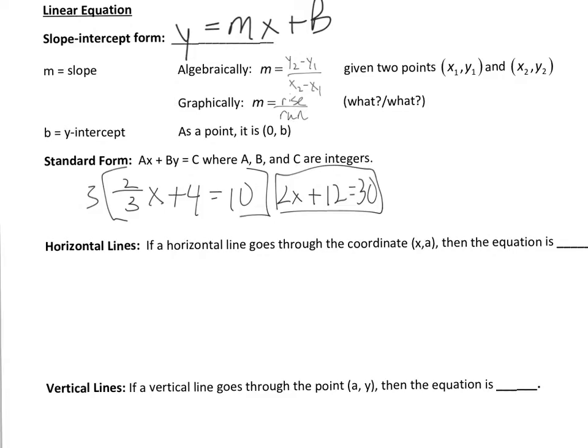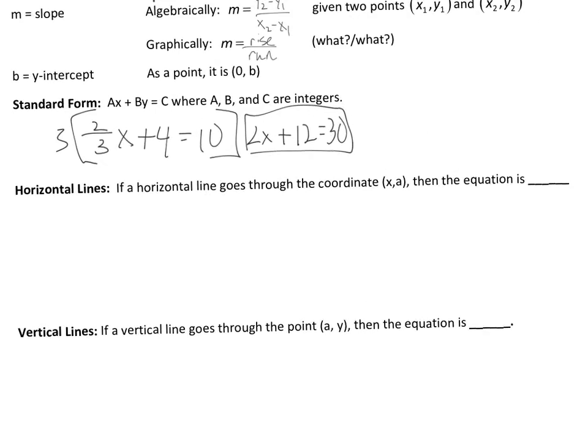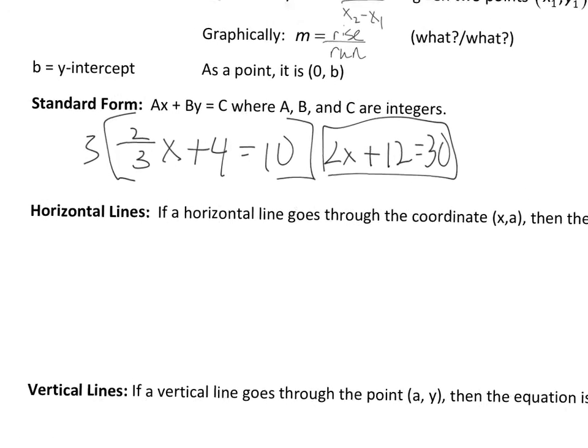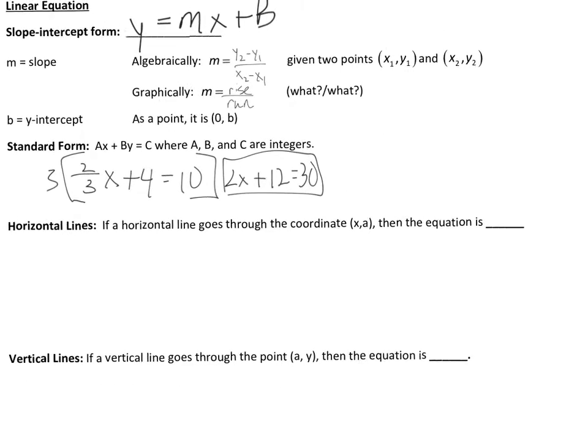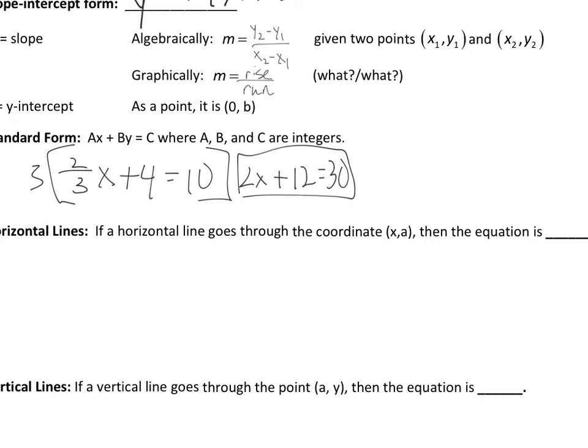You can get it in slope-intercept form. We know solving systems is nice to be in standard form. Okay, horizontal lines go through the coordinate (x, a), then the equation is what? Let's see, if I have the xy coordinate system, and a point here, (x, a), that means I go over some x value and I go up a.